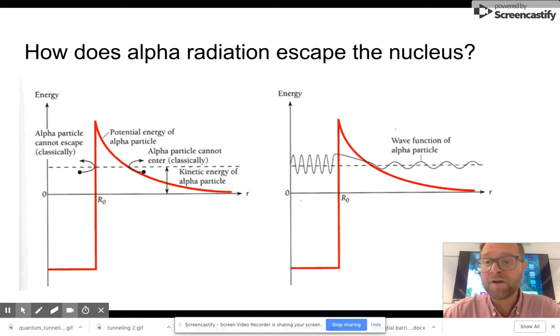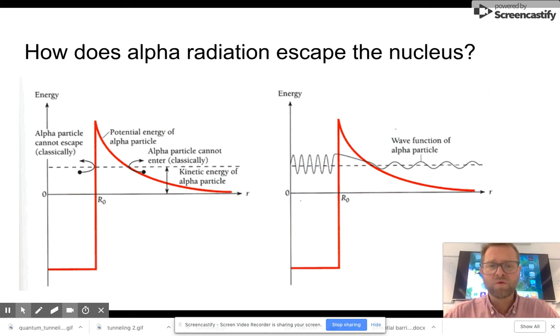So alpha radiation is a really good example of that. In the non-quantum world, the classical world, the alpha particle would be locked inside the nucleus because of the strong forces, and it wouldn't be able to escape. In that case, the potential energy caused by the strong and weak forces would mean it would never be able to escape. At the same time, an alpha particle could never enter because there's a potential barrier which would cause it to repel away. It would only be able to enter if it had enough kinetic energy to overcome that barrier.